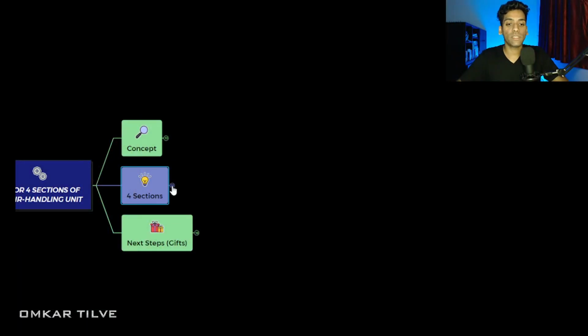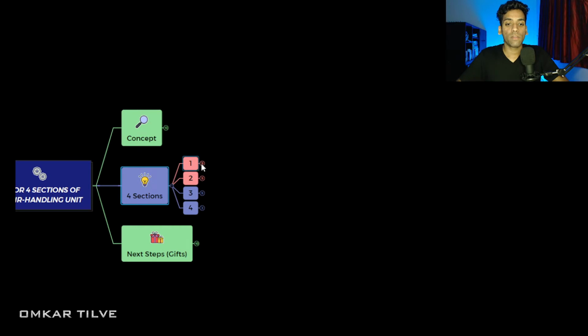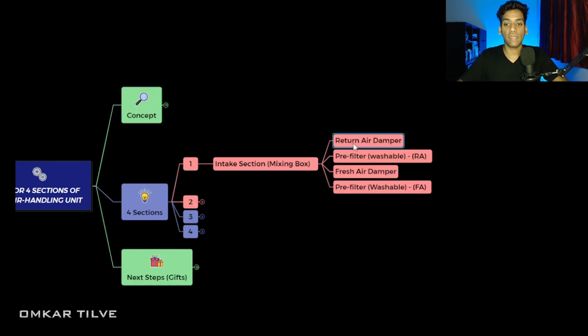So now we'll see the 4 sections of an AHU. The first section is called the intake section or the mixing box. Now the intake section or the mixing box consists of a return air damper, a pre-filter for the return air, a fresh air damper, and a pre-filter for the fresh air.